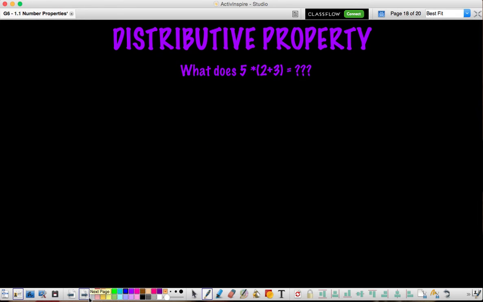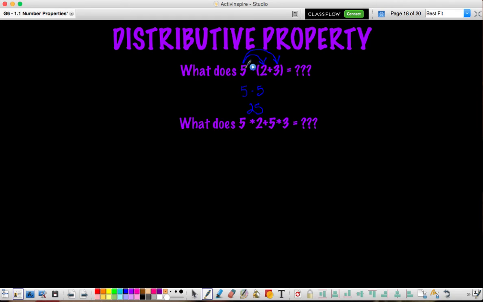All right, last but not least, we have the distributive property. So when we do the distributive property, typically what we do is we say 5 times, well, here's 2 plus 3 is 5, and then we get 25. Now, this is easy to do in our heads, but when we're working with larger numbers, using the distributive property can be very helpful. So what if I were to take the 5 and share it with the 2 and share it with the 3?